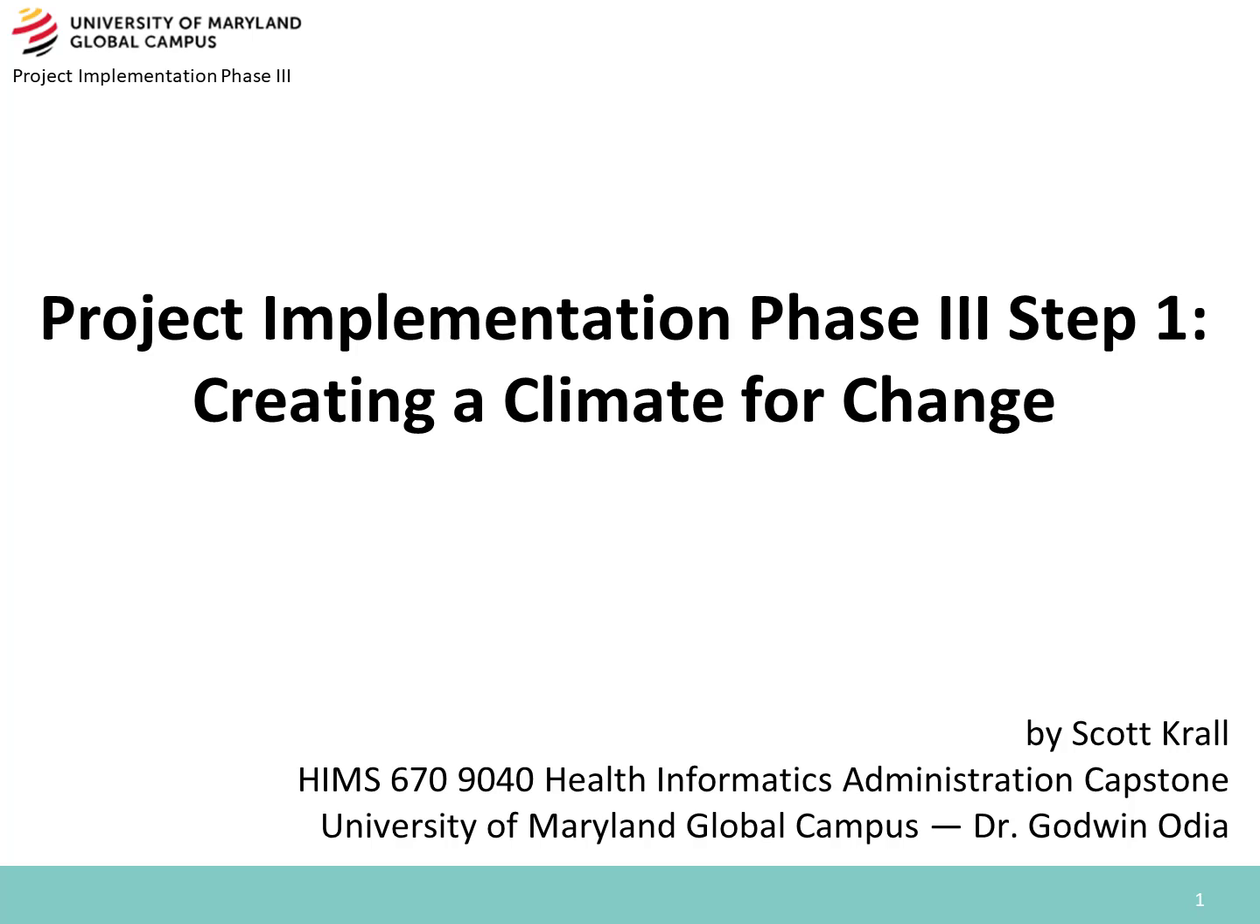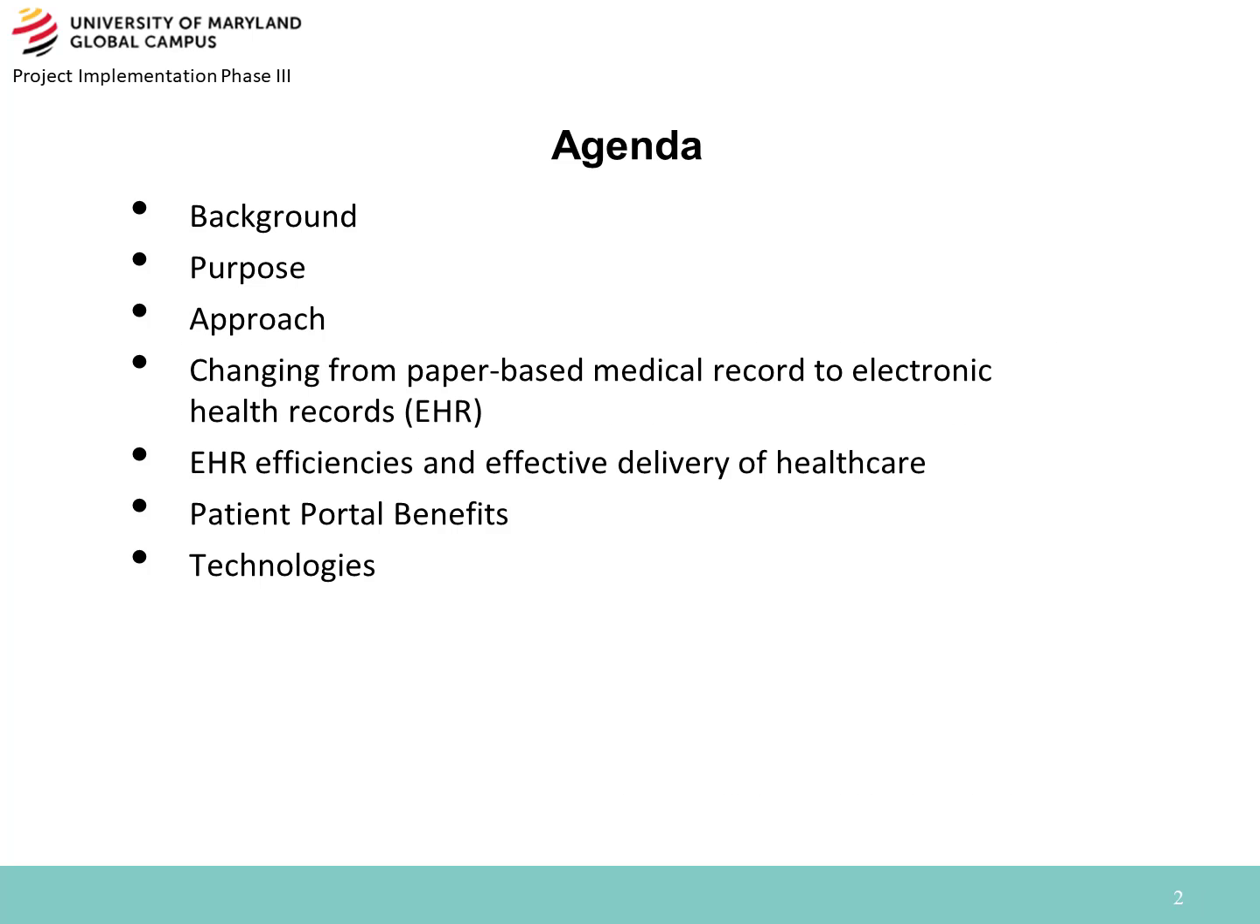This is the project implementation phase 3, step 1, creating climate for change for HIM class 670 9040 Health Informatics Administrative Capstone. The agenda is going to be, we're going to talk about the background, go over the purpose, talk about the approach. Then we're going to look at changes for paper-based medical records to electronic health records or EHR. We're going to look at the EHR efficiencies and effective delivery of healthcare. Then we're going to look at patient portal benefits and then look at technologies.